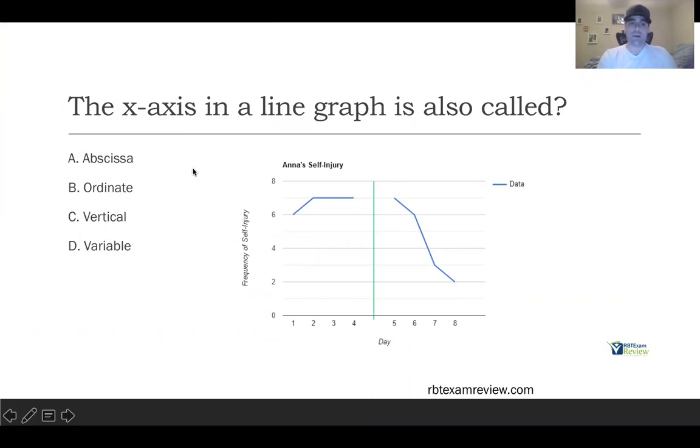Last week we learned the y-axis is the ordinate, so that's out. The x-axis is horizontal, so it's not vertical. The y-axis is vertical, so that's out. And then variable. It's not on the x-axis or the y-axis. That's not what they call it. So the only answer we can have is the abscissa. All right, so simple memorization question. This question's come up before. So just making you aware of the other names for the x-axis and the y-axis.